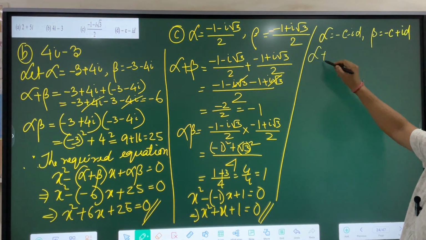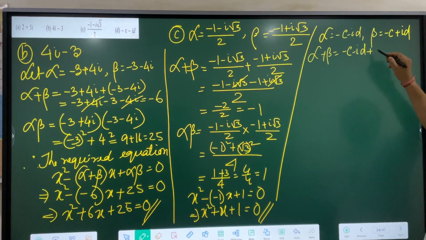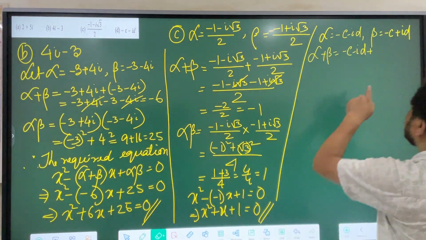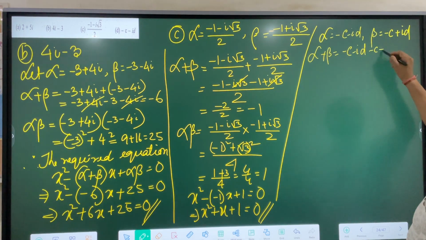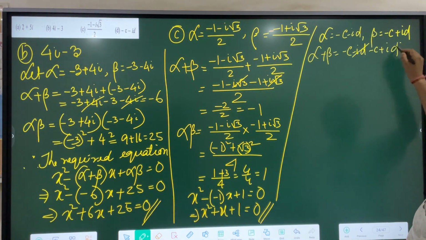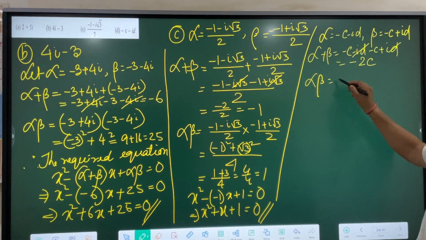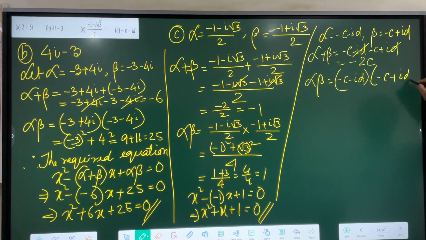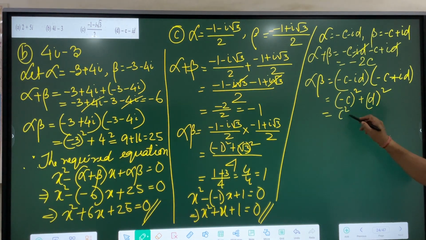So let us find out first alpha plus beta: minus c minus id plus minus c plus id. Minus id plus id cancel, minus 2c. Alpha into beta: minus c minus id into minus c plus id. So a square plus b square, so c square plus d square.